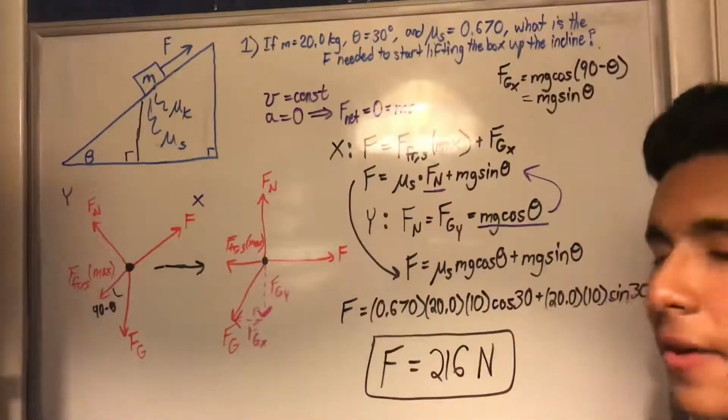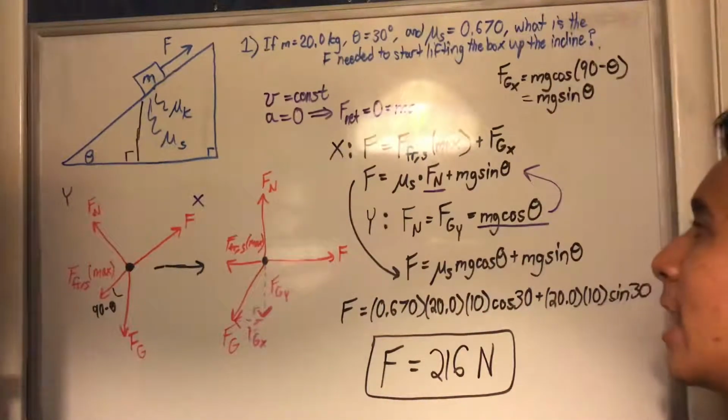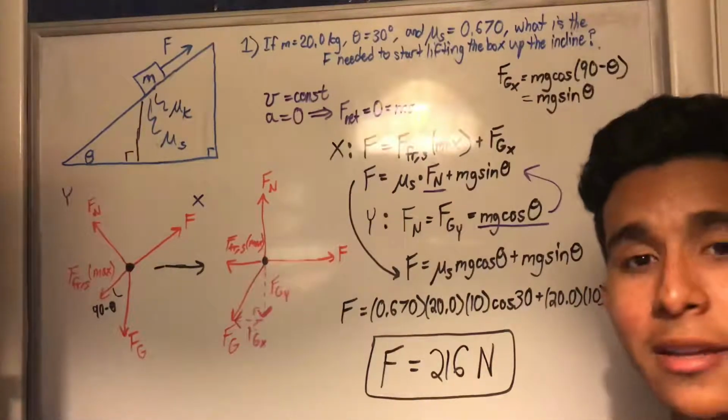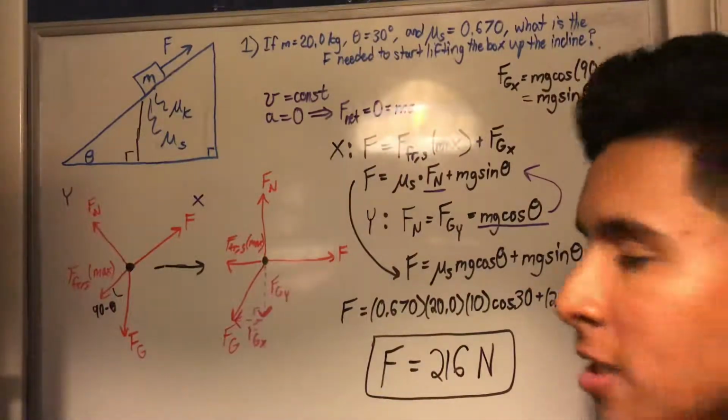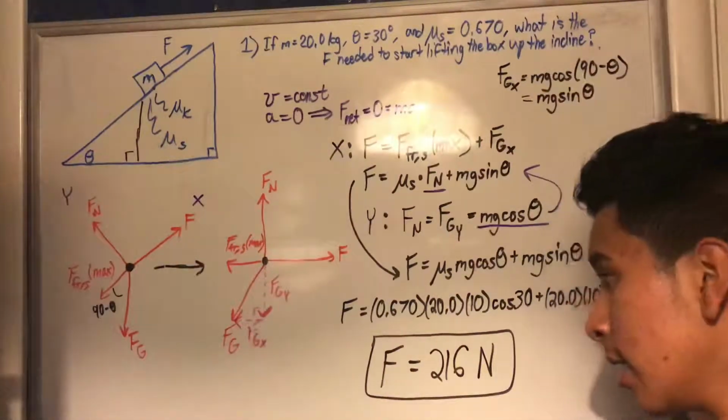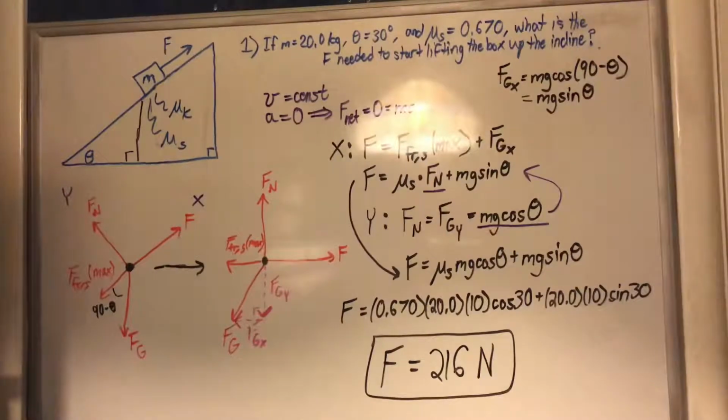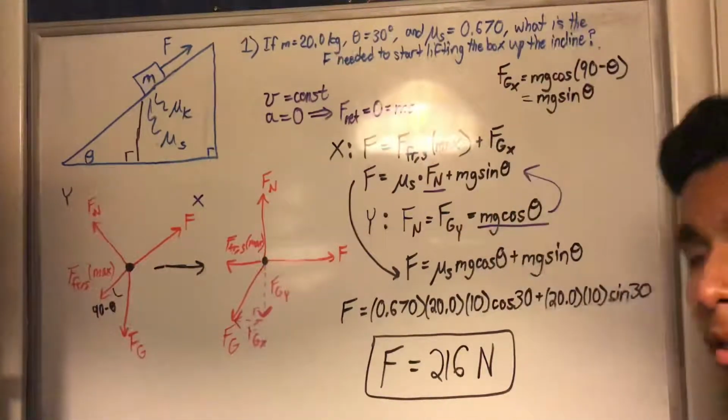We just plug that value back in for Fn. And doing that, we had just one unknown, our force. We plugged in all of our numbers, and at the end we found that the force needed was 216 newtons.